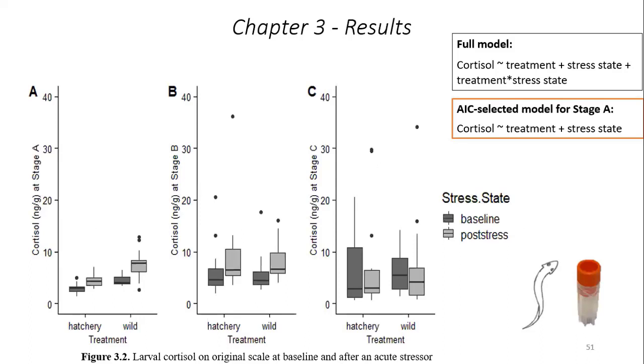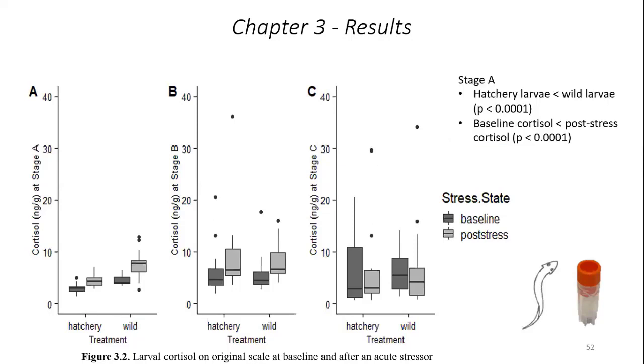And here are the cortisol results. So I saw something really interesting happen here. Here's the AIC selected model for stage A, and you can see that treatment and stress state, baseline or post-stress, are both important for cortisol. And here are the ANOVA results for that. So hatchery larvae actually had lower cortisol than wild larvae.